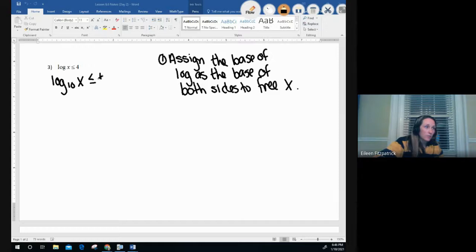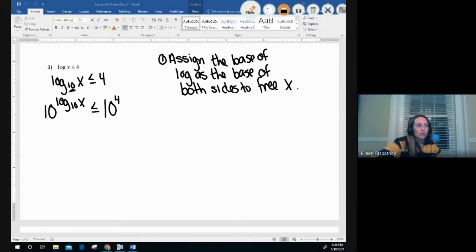Okay. So what I mean by that is, since I have log base 10 of x is less than or equal to 4, whatever the base of the log is, you're going to use that as the base of both sides. So you're going to write 10, that's the base, and then log base 10 of x is less than or equal to 10 raised to the fourth. So basically, what you're given becomes the exponent, and you're using 10 as the base of both sides. And I chose 10 because that's the base of the log that was given.